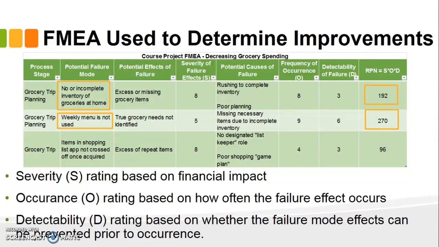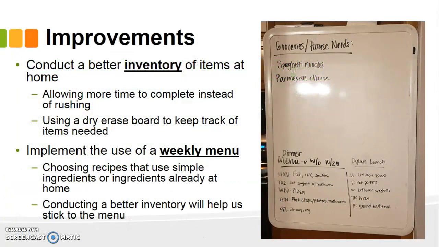You can see here that we're pretty bad off with both of these things, and these are really where we should focus our improvements. And that's what we did. We did implement a better inventory system at home. We started allowing more time to complete that system before actually going out shopping, giving ourselves time to actually do that and pay attention instead of just rushing through it.